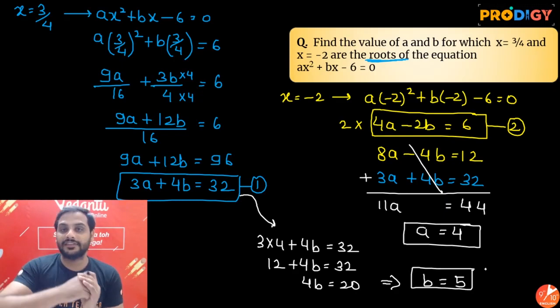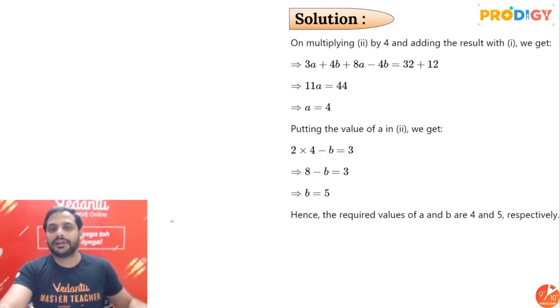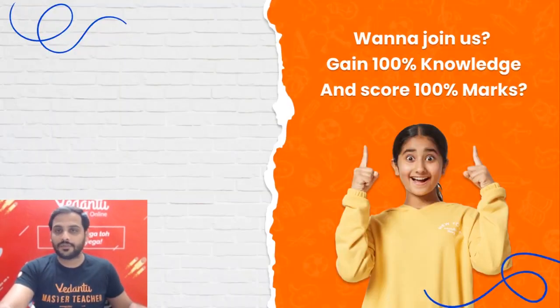Alright guys, so we can say the solution is a is equal to 4 and b is equal to 5. Alright, easy question. Okay, so this is how we can solve this. a is equal to 4 and b is equal to 5.